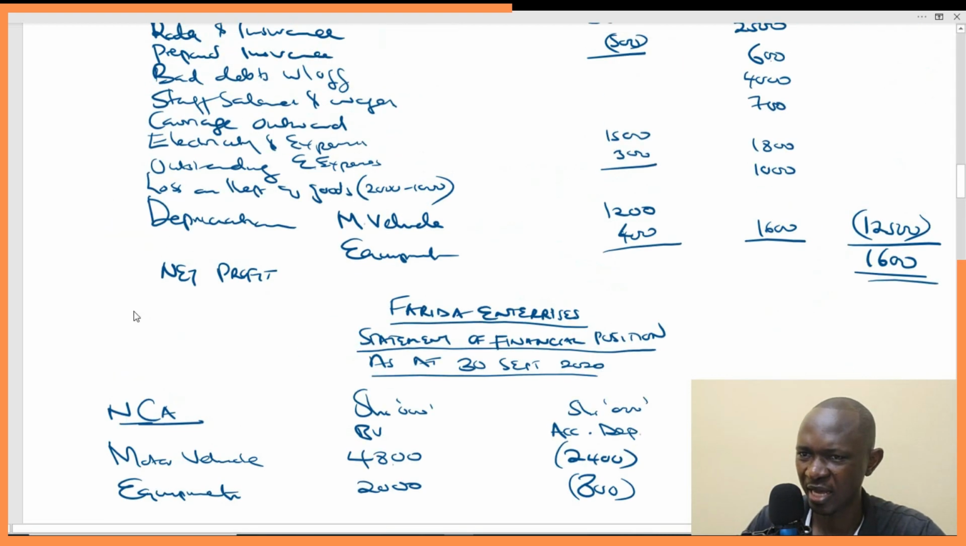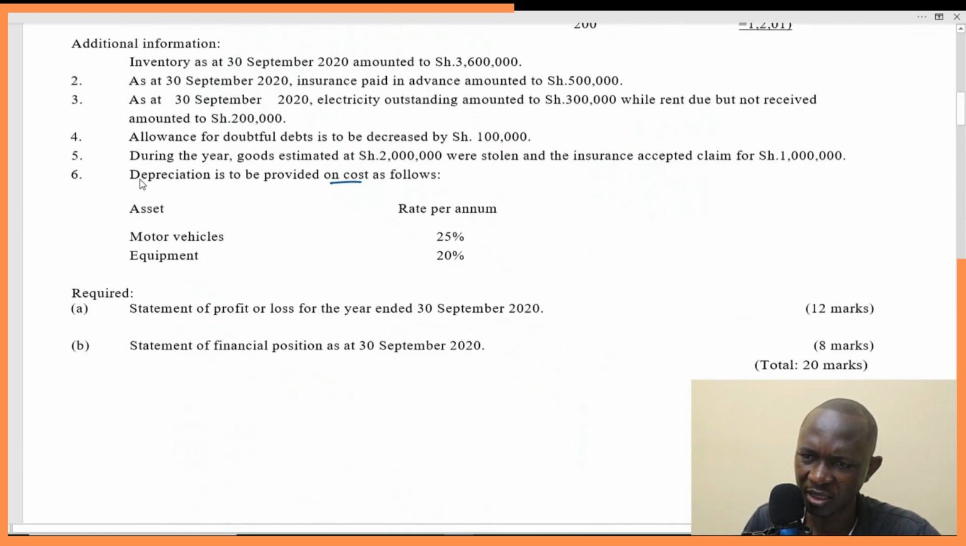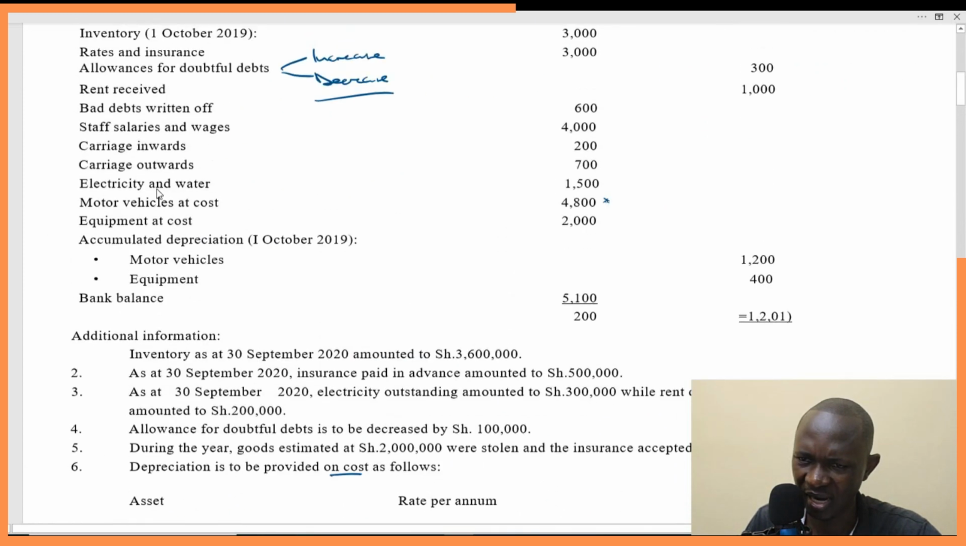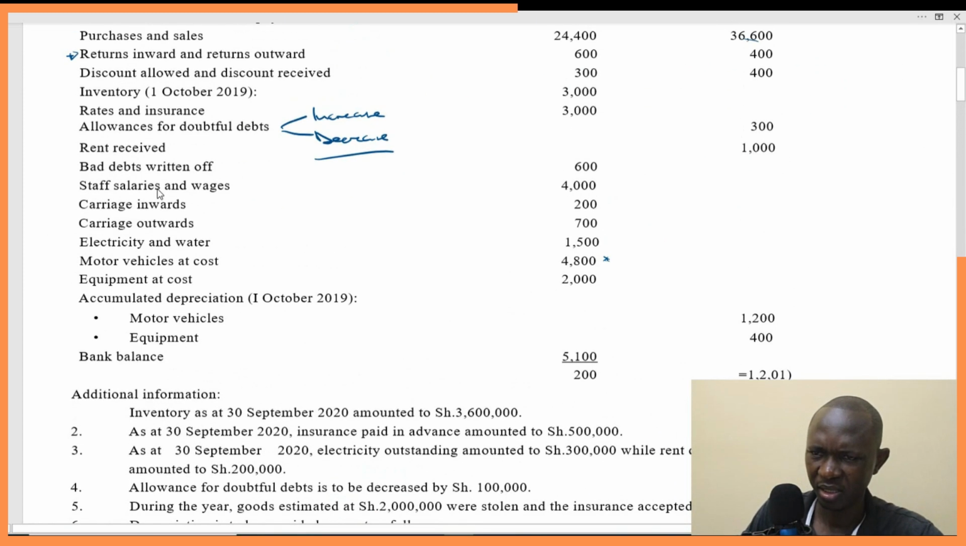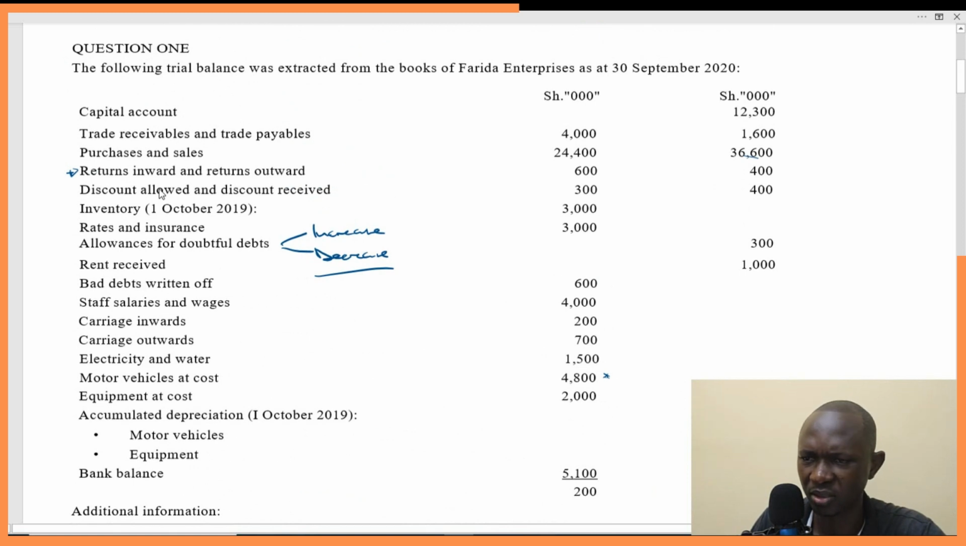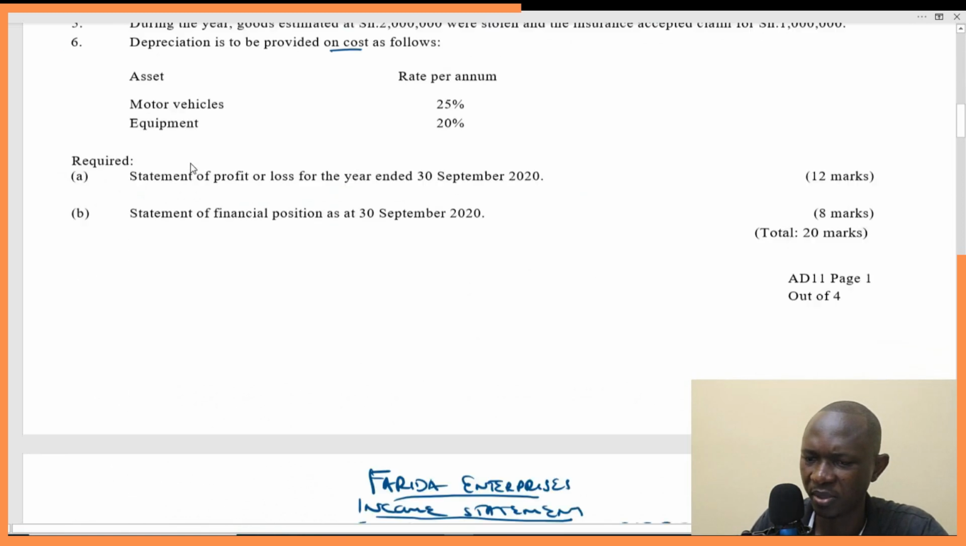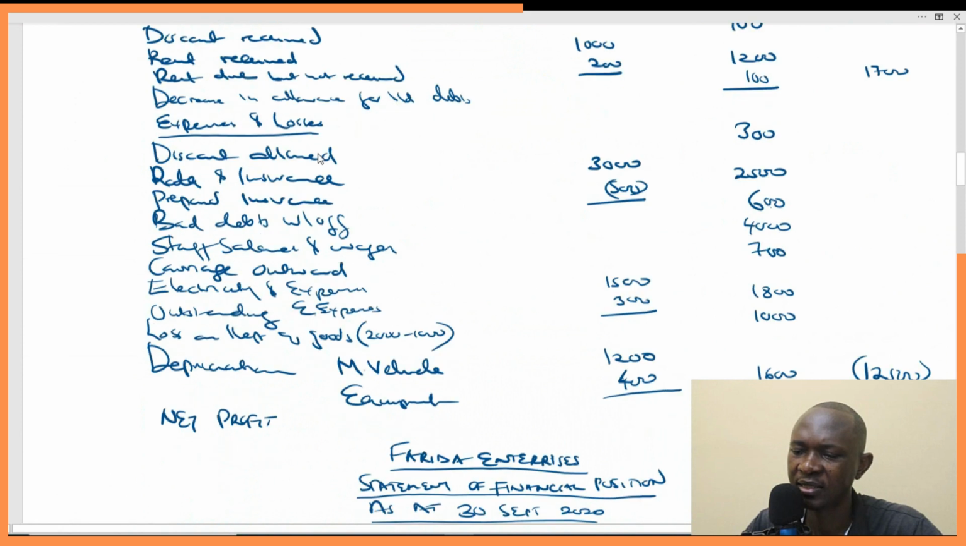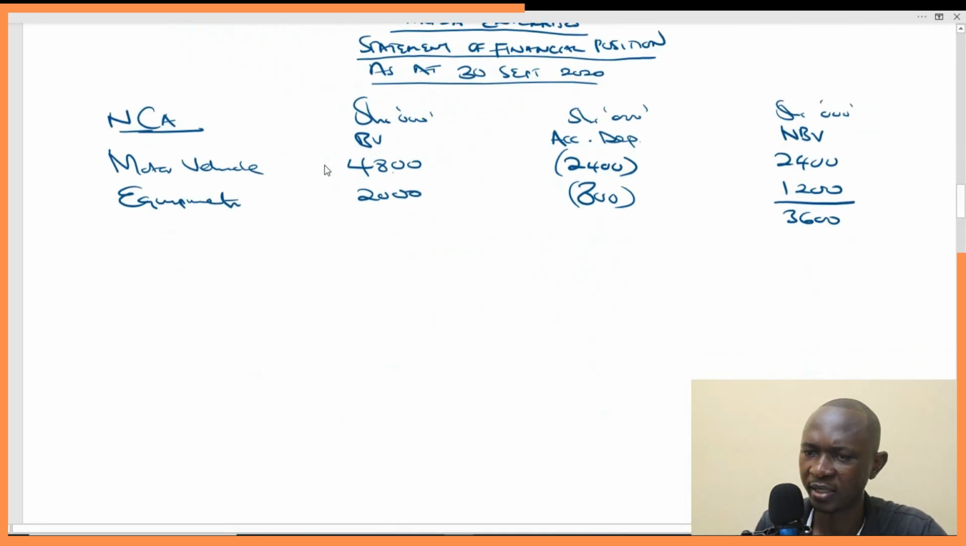Unless we had any other non-current asset. Let's just check. Did we have any other asset like land and building, plant and machinery? There is no other. So we leave it at that. So let's go to current assets.